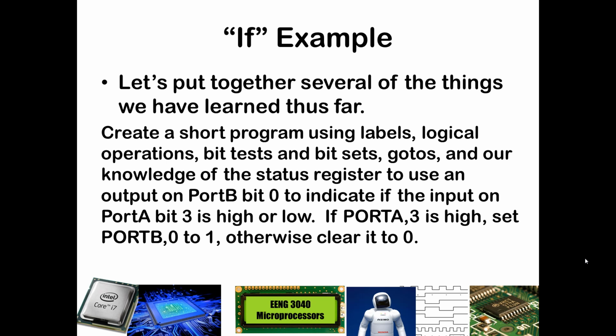If port A, bit 3, is high, then we're going to set port B, bit 0 to 1, otherwise we're going to clear it to 0. So effectively, we're just checking to see what's the value of one of our inputs, and correspondingly, we're going to either set or clear one of our outputs here.